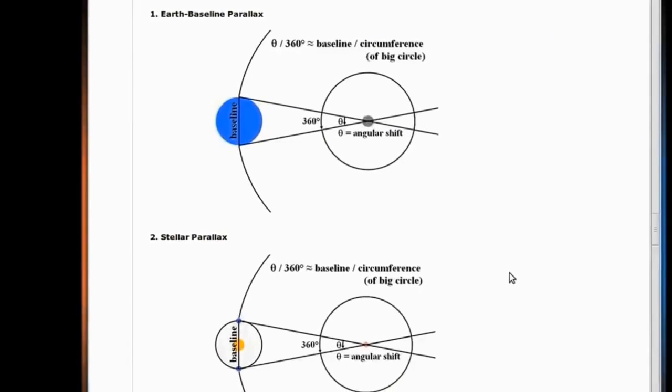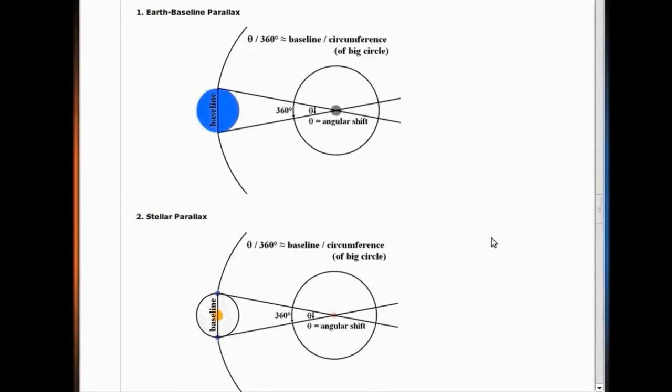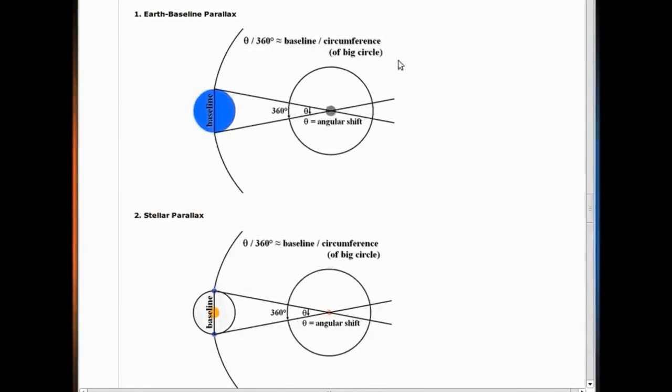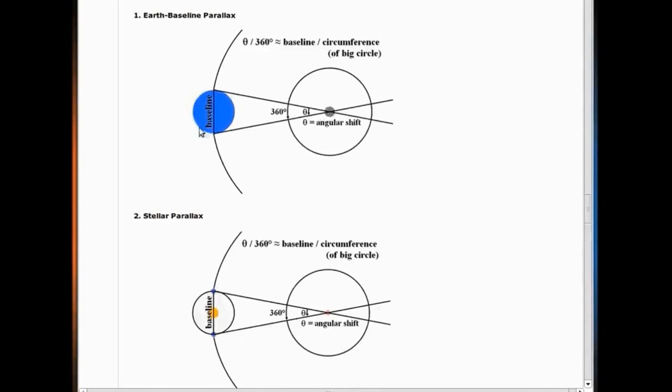There's an equation that will come up again and again and again as we do both parallax and, moving forward, some other things later in the lab. And that's this equation that we're using right here. For an Earth baseline parallax, or even for a stellar parallax, it's essentially going to be the same equation, but we're going to change what some of the terms mean.